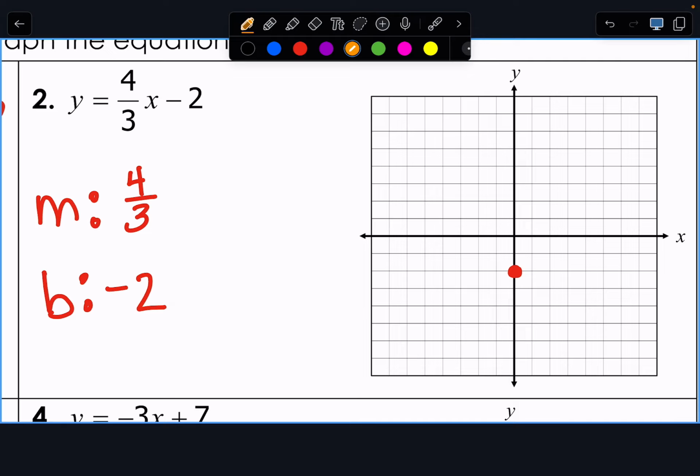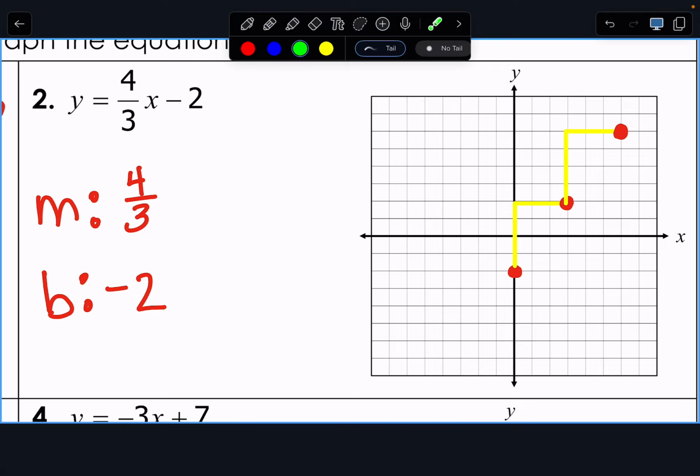And then our slope is up 4 over 3. Okay. Up 4 over 3.